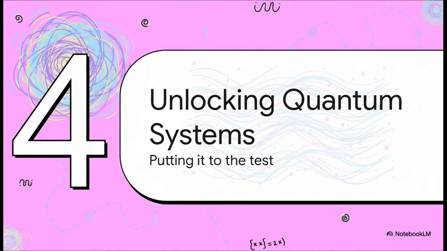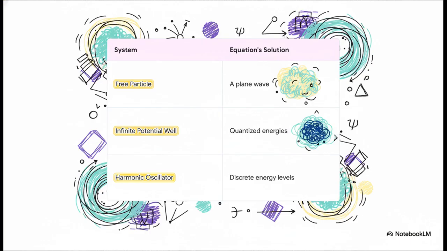So we have this powerful equation that only gives us probabilities. And you might be sitting there thinking, well, what good is that? It turns out, predicting possibilities is an incredibly powerful tool. By solving this equation for different scenarios, we can predict how quantum systems will behave with an accuracy that is just mind-blowing. Just look at a few of these examples.